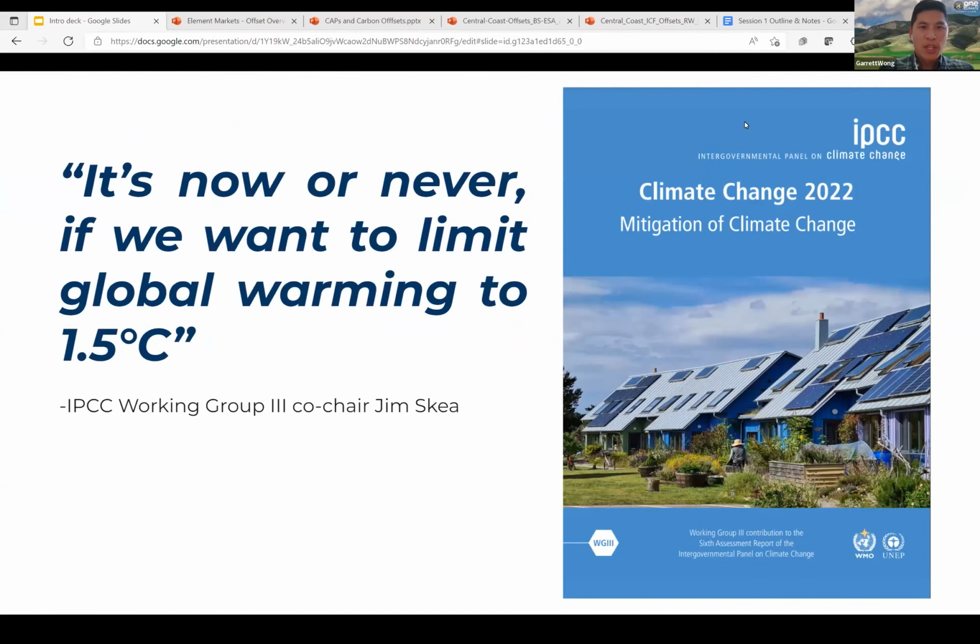As some of you may know, the Intergovernmental Panel on Climate Change, or the IPCC, recently released the 6th assessment report, and the report offers an urgent message that the time for action is now. The report identifies rapid pathways needed for cutting global emissions by half before the end of the decade.